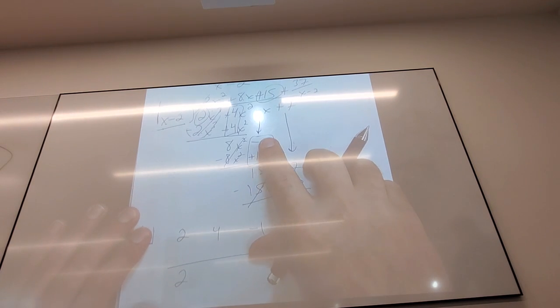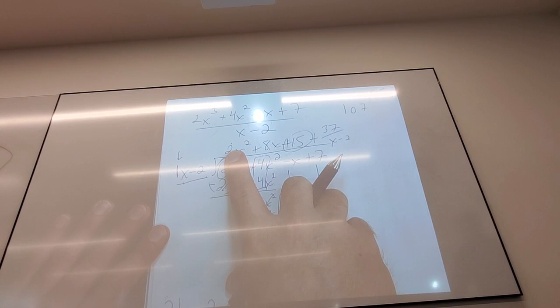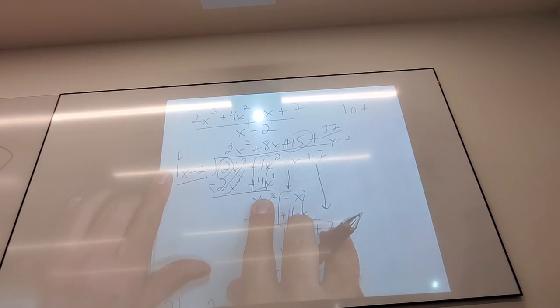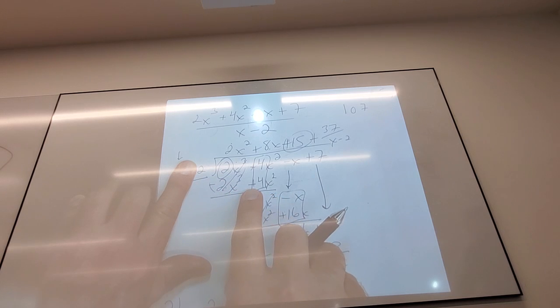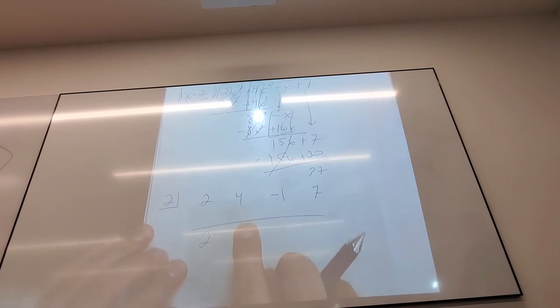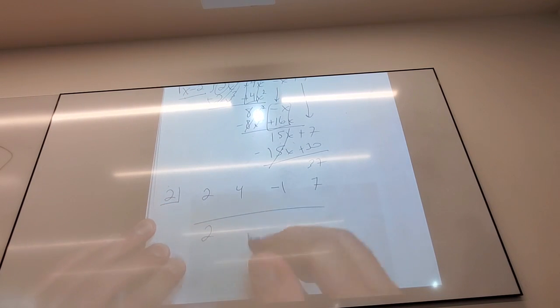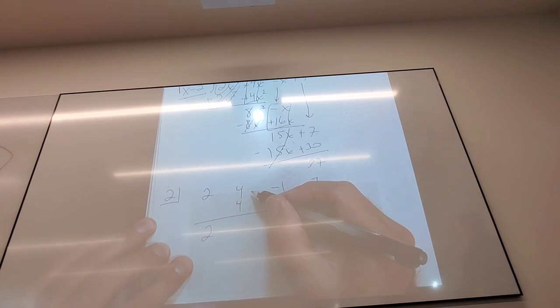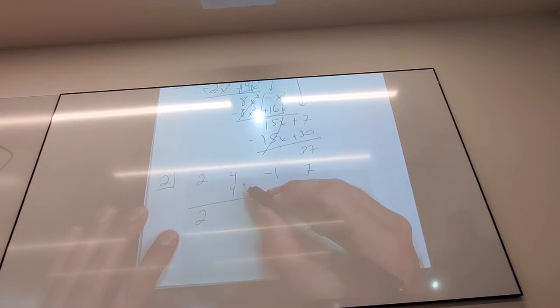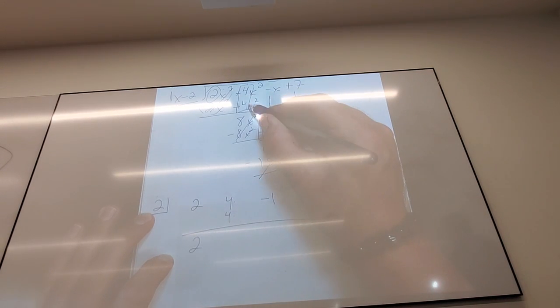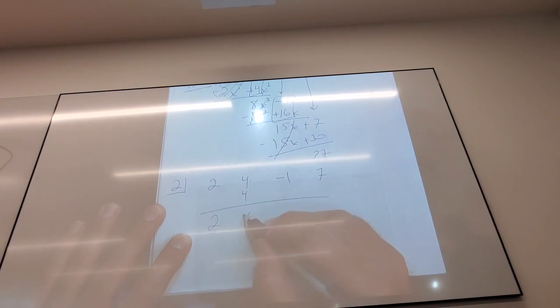So let me ask you this. When I put that 2 down there, how did it interact? And again, ignore the x, change the sign. Isn't it 2 times 2? And then we put the 4 there, yeah? So bring the 2 down. 2 times 2 is 4. And then I add these. Isn't that exactly what we did here? 4 plus 4 is 8. 2 times 8 is 16.